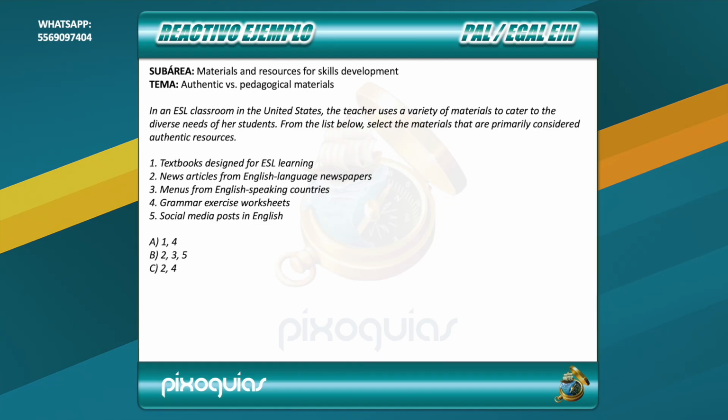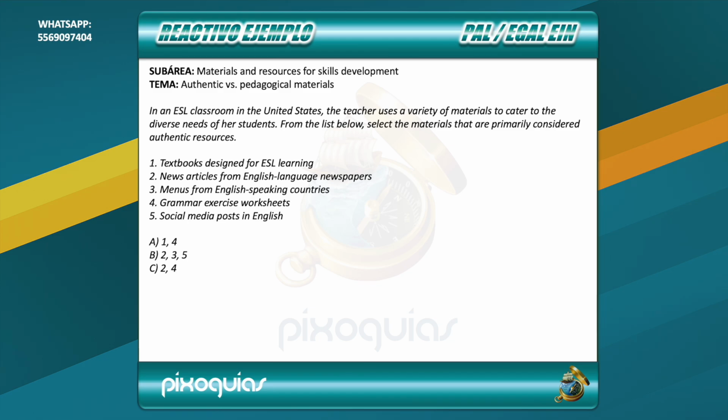Teaching materials and aids. In an ESL classroom in the United States, the teacher uses a variety of materials to cater to the diverse needs of her students. From the list below, select the materials that are primarily considered authentic resources. 1. Textbooks designed for ESL learning. 2. News articles from English language newspapers. 3. Menus from English-speaking countries. 4. Grammar exercise worksheets. And 5. Social media posts in English.